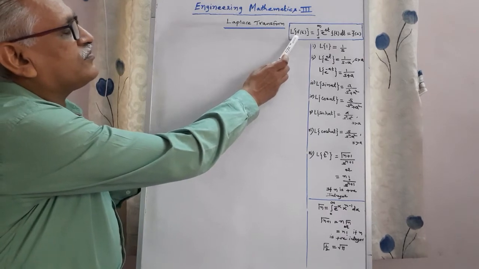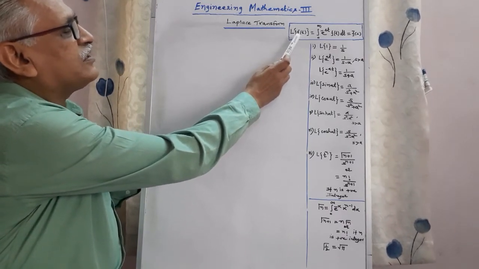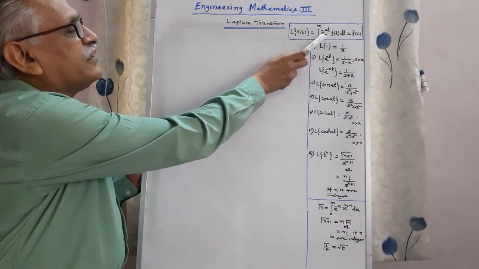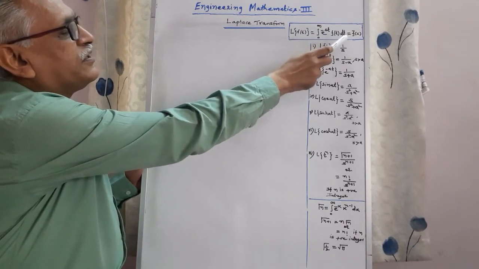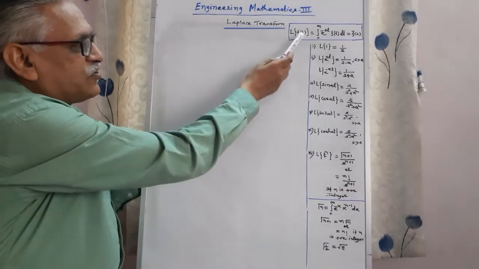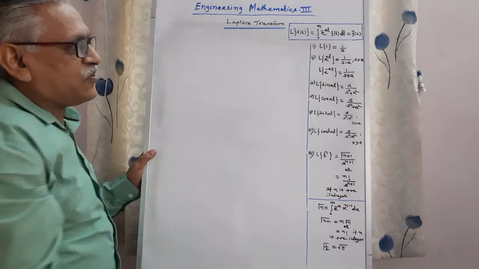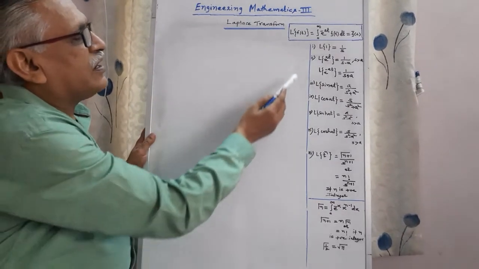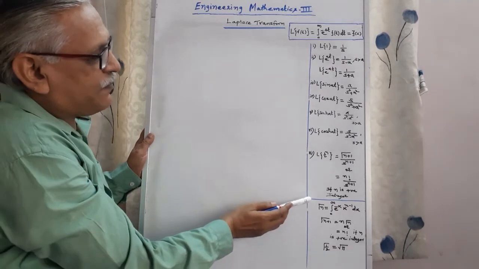Laplace transform is defined by this formula: Laplace of f of t is the integral from 0 to infinity of e raised to minus st f of t dt, and we call it f bar of s. A function of t is changed to a function of s, that's why it is called a transform. Then the standard results for Laplace transform.